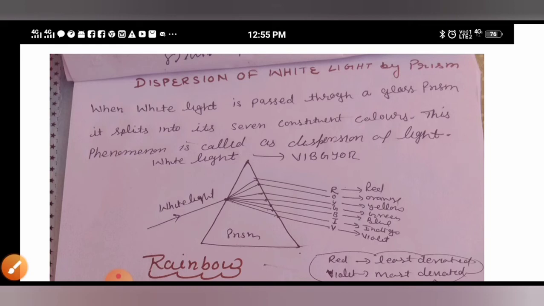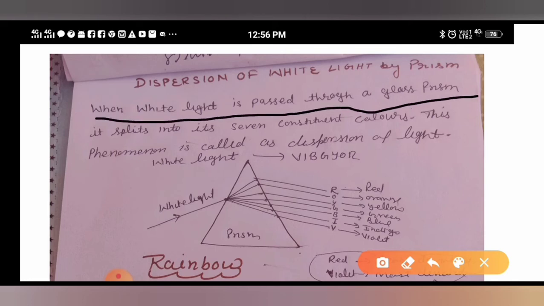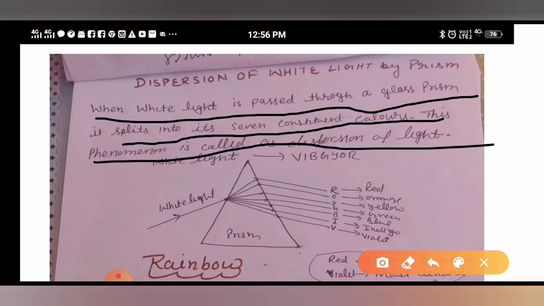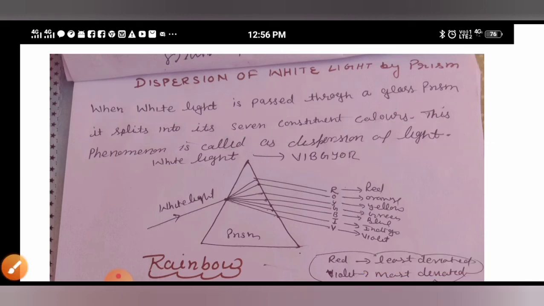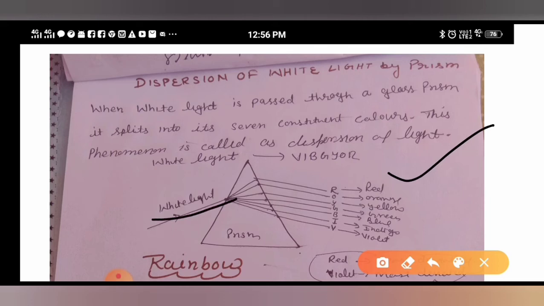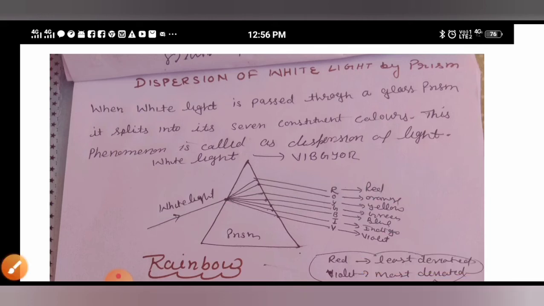Okay, so when a white light, you just see the definition of dispersion. When a white light is passed through a glass prism, it will split, means बिखरना, it will split into 7 constituent colors, and this phenomenon is known as dispersion of light. You can see through the diagram also that white light is going and then it is getting dispersed, means ये split हो जाती है 7 colors में.